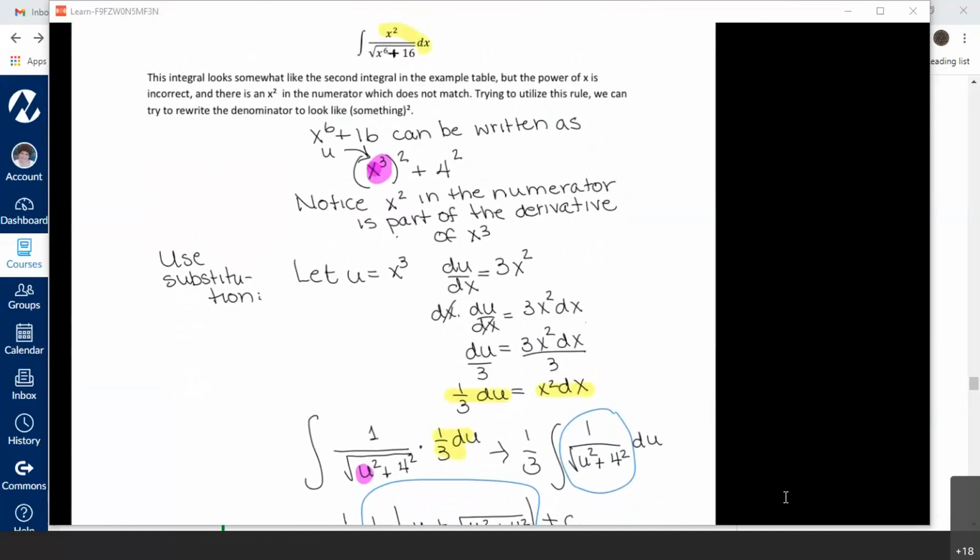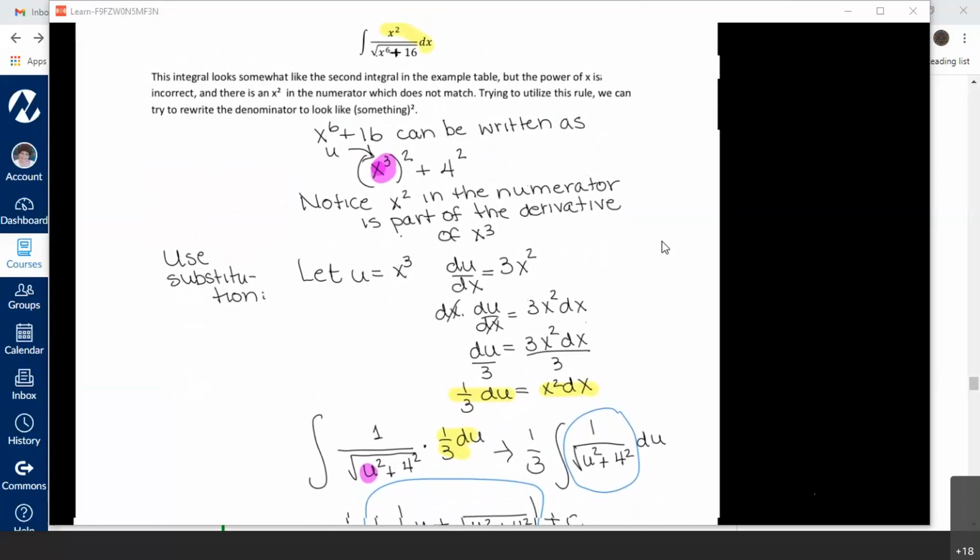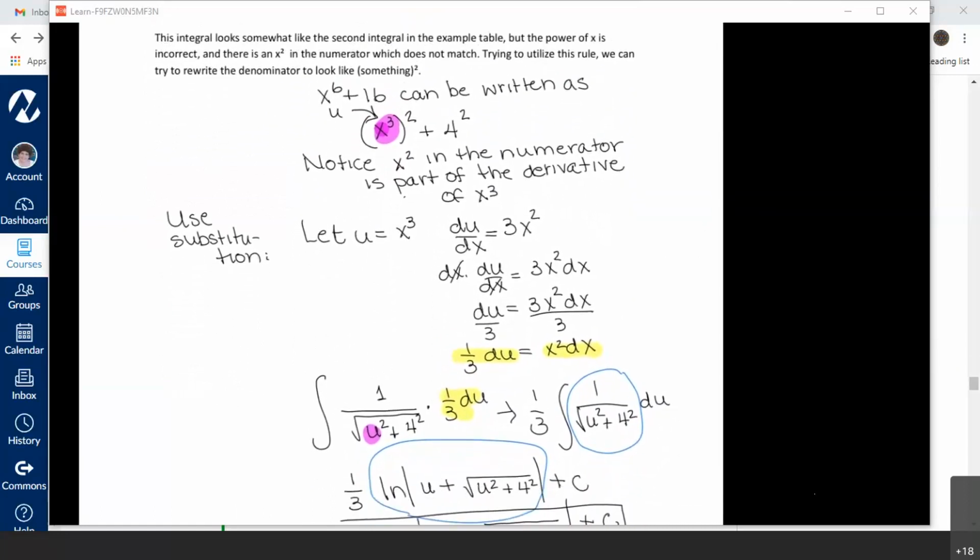So, questions on this example? Any questions on this example? Again, this is kind of a mix of techniques. Anybody have questions?